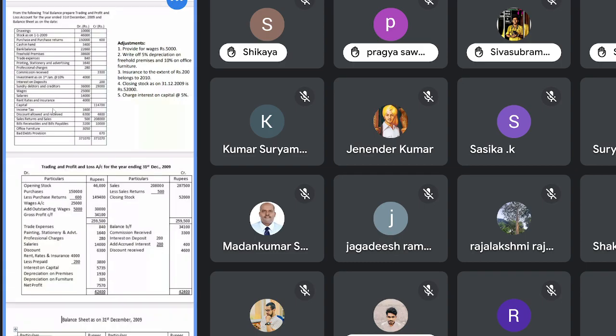Then discount. What is given for discount? 6,300. See here, both things are given: discount allowed and discount received. What is discount allowed? What is discount received? Discount whichever we have given during the sales is discount allowed, and discount received is from the other side.